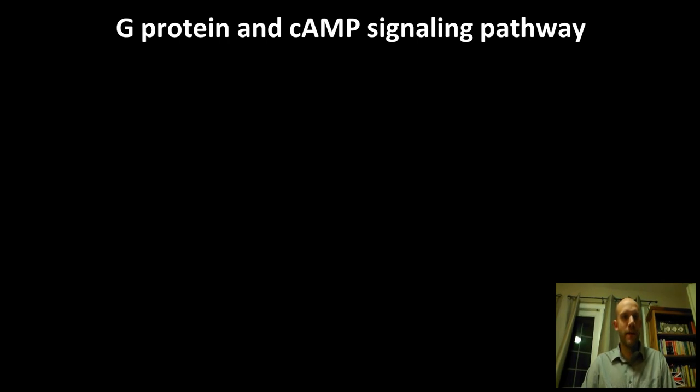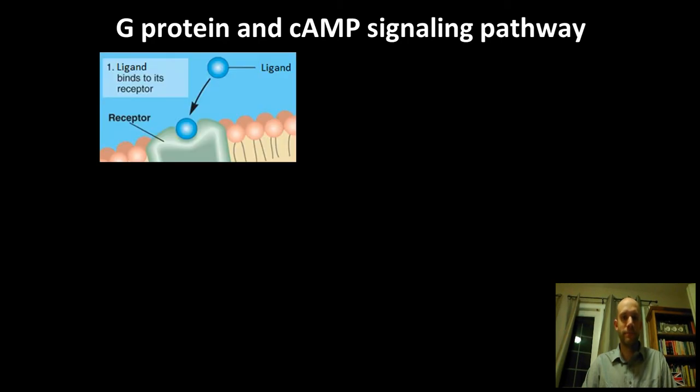So I want to talk now about the G protein and cyclic AMP or cAMP signaling pathway. This pathway is a bit of a classic. It comes up a lot and it's one that you should know about. The ligand, first of all, binds to the receptor on the cell surface. I would copy these diagrams as you go through.